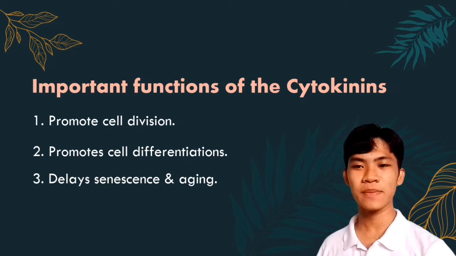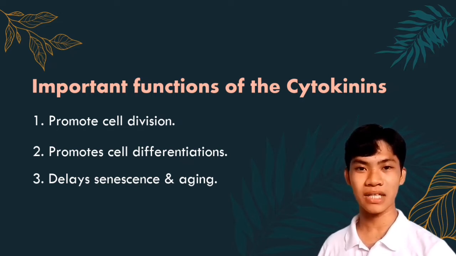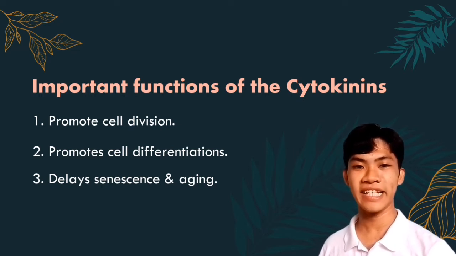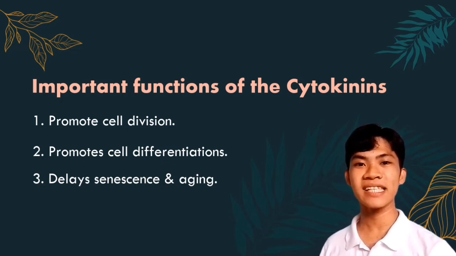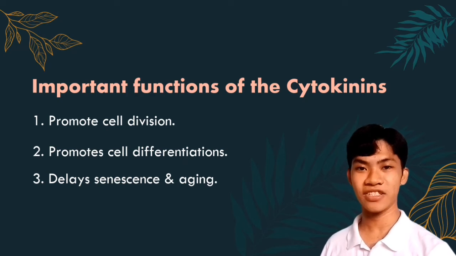The cytokinins are responsible for creating new cells in a plant, or promoting cell division. Cytokinins are also the cause that a plant creates a new branch. So without cytokinins, branch growth will be impossible since a plant needs new cells. Also, cytokinins promote cell differentiation and delay senescence and aging.